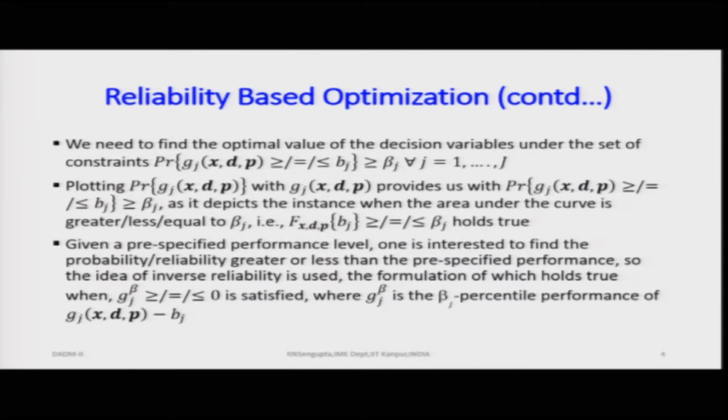So, the idea would be that the inverse probability or inverse reliability should be used, such that I can find out the values of the constraints based on the fact that the overall reliability is beta. So, I need to find out the functional form of g_j to the power beta being greater than or equal to or less than 0, that will be satisfied.